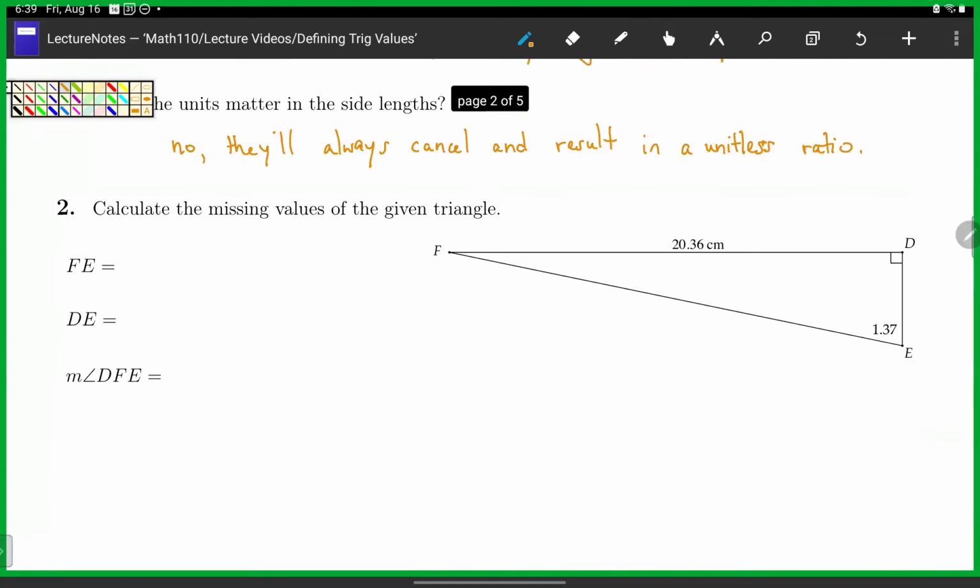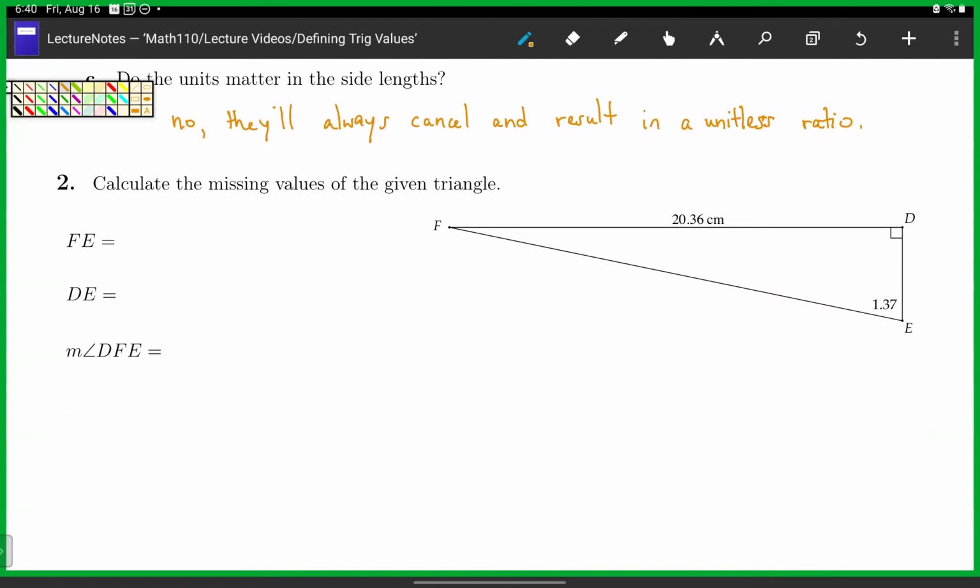So here's an example where we are asked to calculate the missing values of the given triangle. I would encourage you to take some time to see if you can work this out yourself before I actually work it out. So pause the video and see if you can work this out.